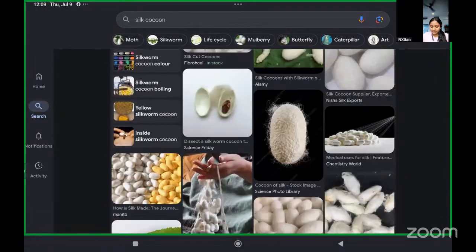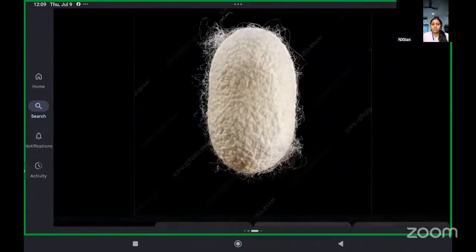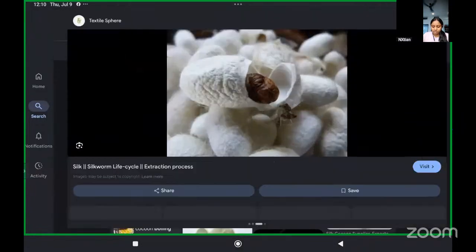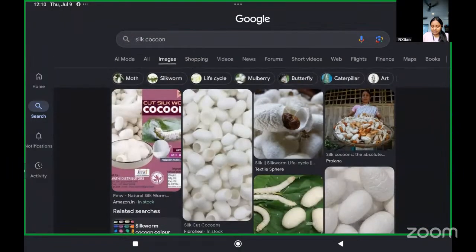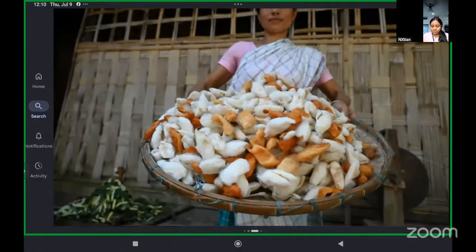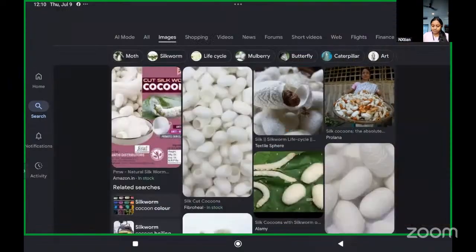This is how it looks. This is a silk cocoon in real life. The silkworm is inside, and this is a person who collected the silk cocoons. This is what the silk cocoons look like. All right.